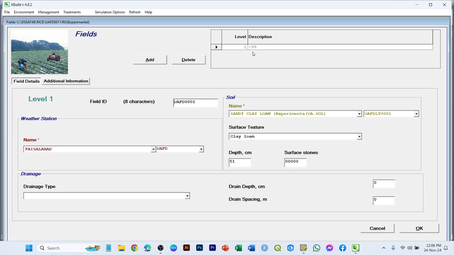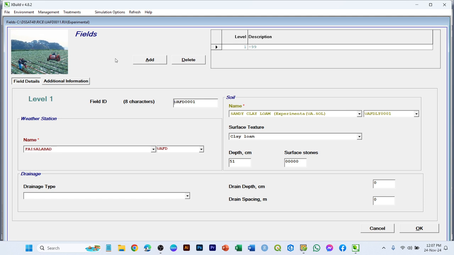But that one experiment is inbuilt, you can say, code. That is the location of the experiment, the field where you conduct your experiments. This is level 1. You have to put it as a field ID. It will be created automatically when you create this file. You don't need to put any information over here.